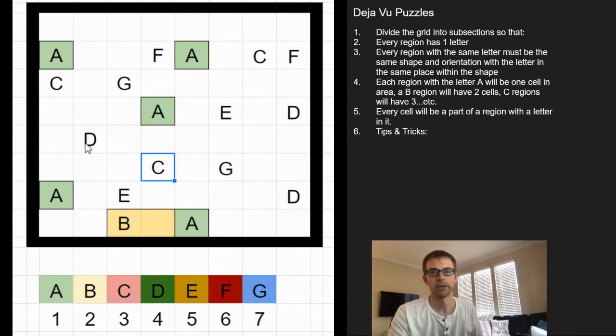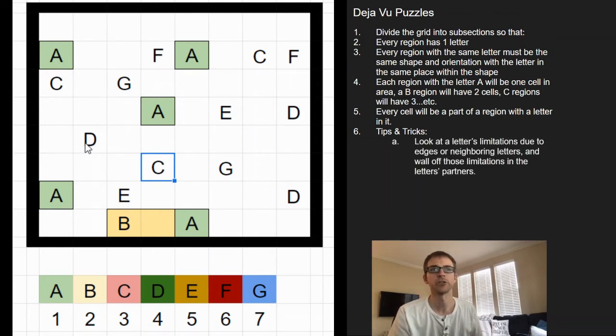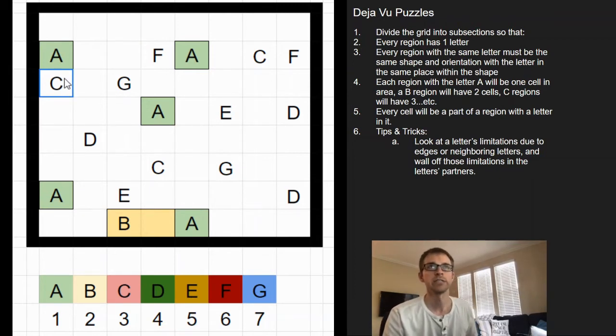And then at this point, the puzzle starts to get a little bit tougher. And so that brings me to my first tip, which is you're going to look at each letter's limitations due to either edges or other letters. And you can then wall off those limitations in the other reoccurring letters. So for instance, if we look at the C's, we know all the C's cannot go up because this cell is limited by the letter above it. So every C, we can draw a wall to the top, knowing that none of these can go north.